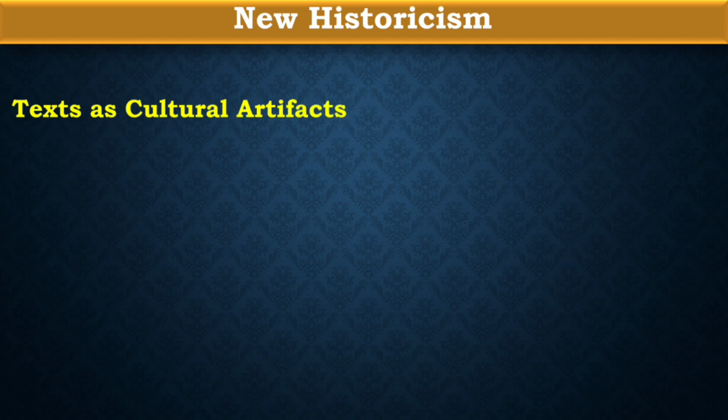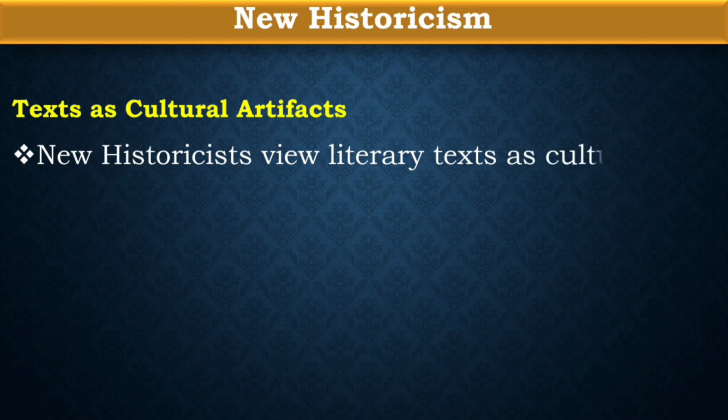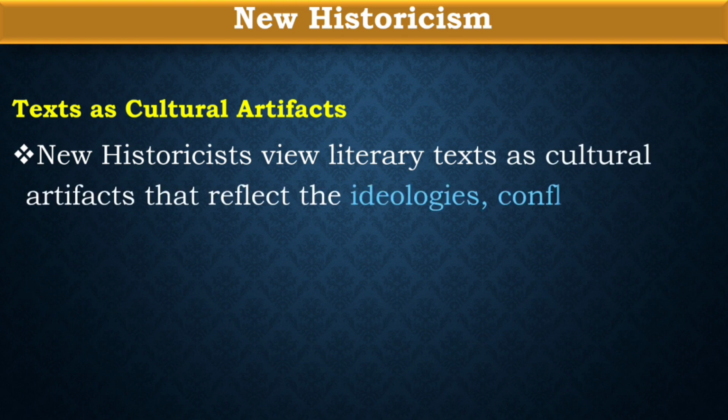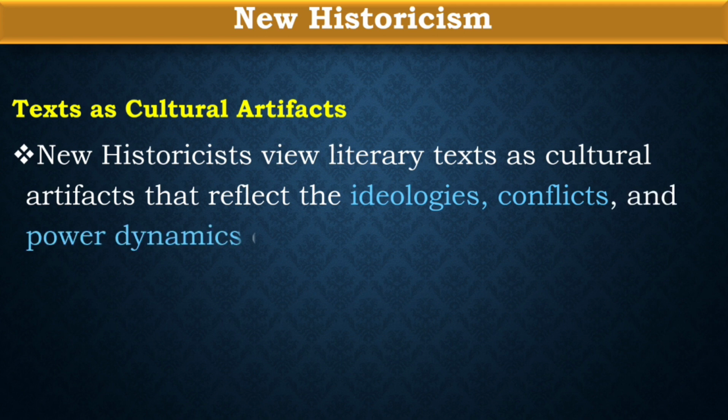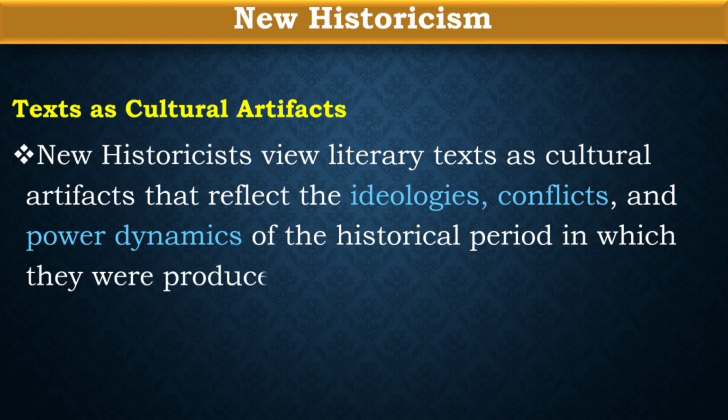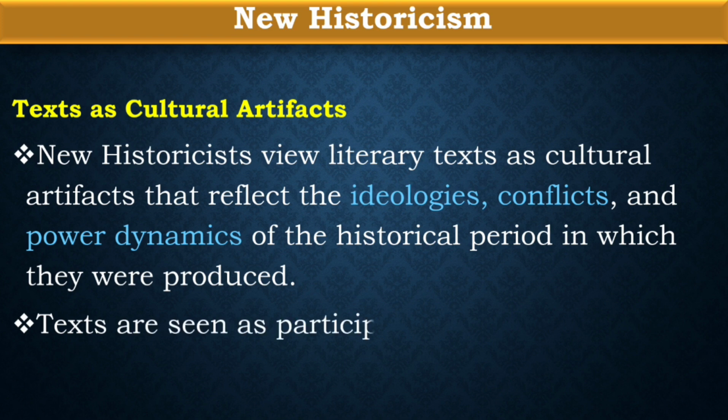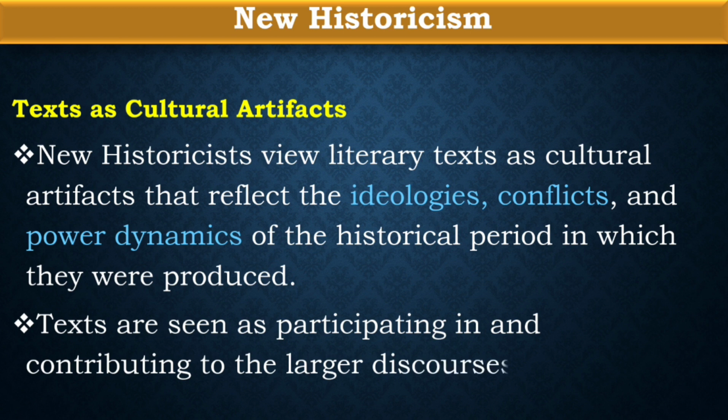Texts as cultural artifacts. New historicists view literary texts as cultural artifacts that reflect the ideologies, conflicts, and power dynamics of the historical period in which they were produced. Texts are seen as participating in and contributing to the larger discourses of their time.